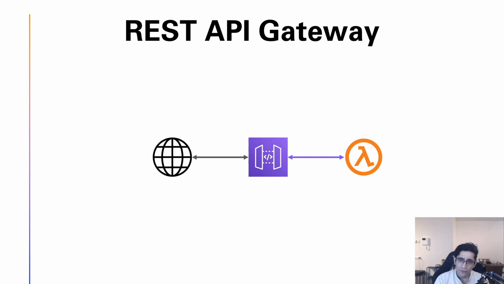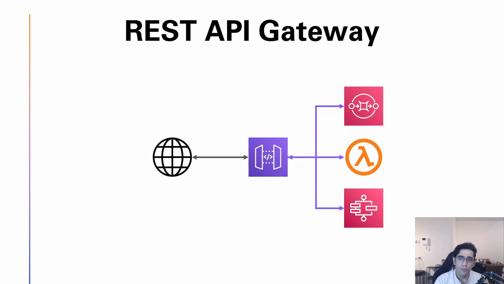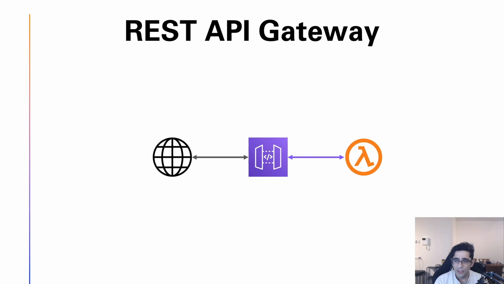You can of course also have more integrations with the API Gateway. You could, for example, also have a queue such as SQS or a step function or anything else actually, but we're not going to do that. We're going to focus on the Lambda integration. And so, let's start building, I guess.